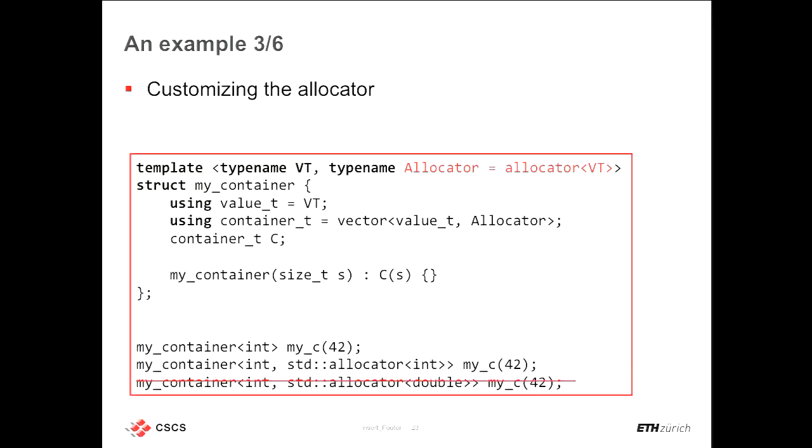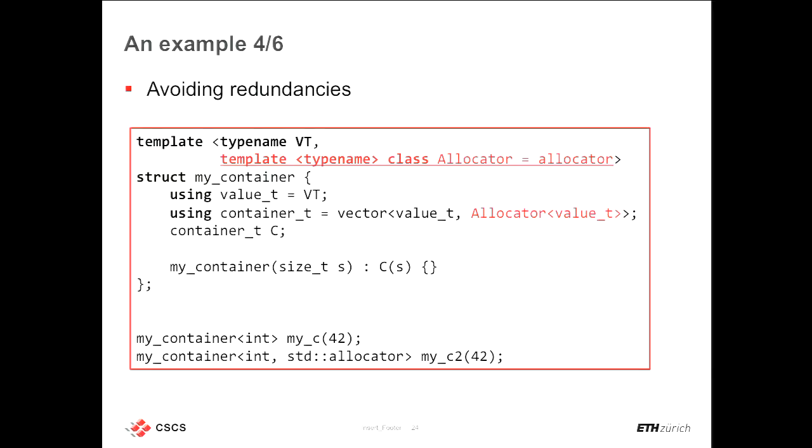So we want to customize the allocator. So this guy cannot be called, right? So instead, we can do a trick to reduce the redundancies. And we can use what is called the template argument.